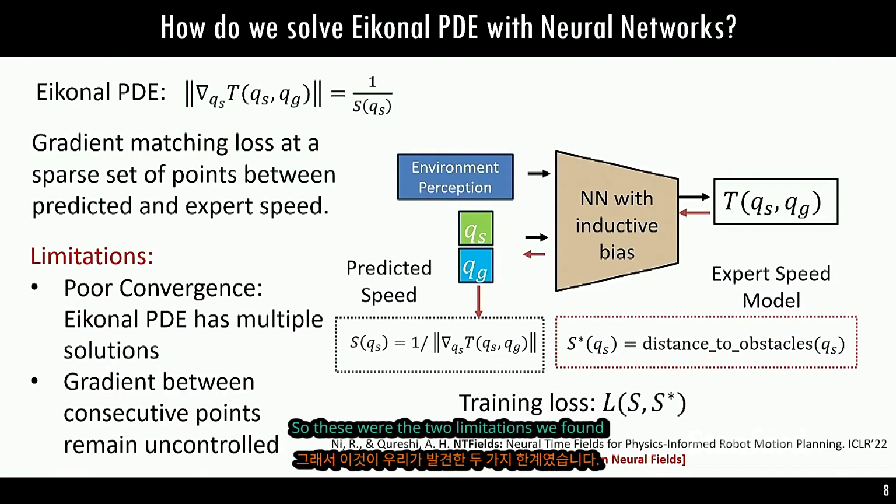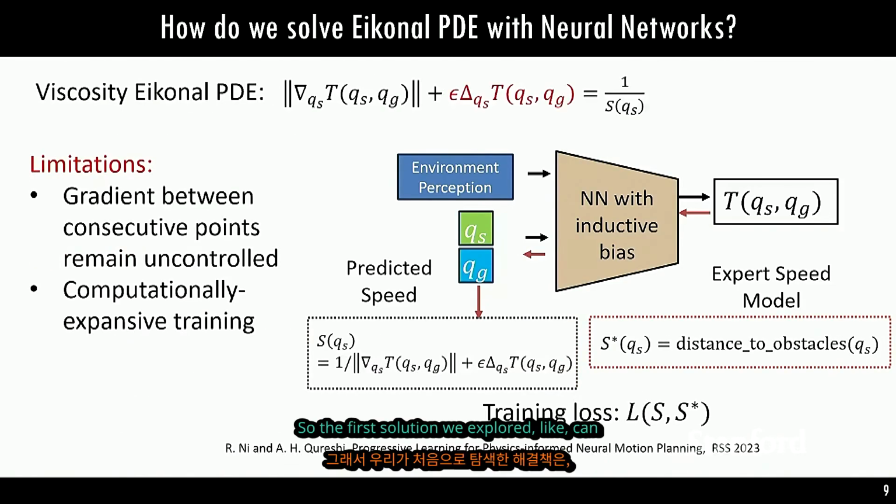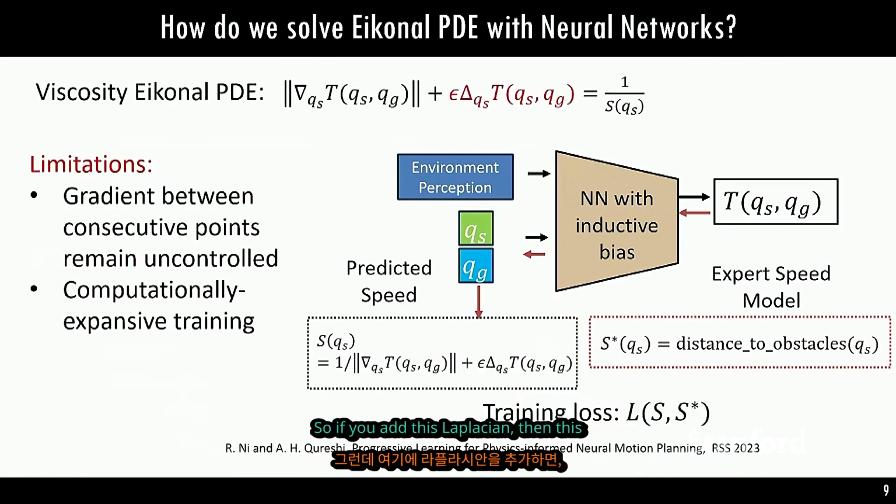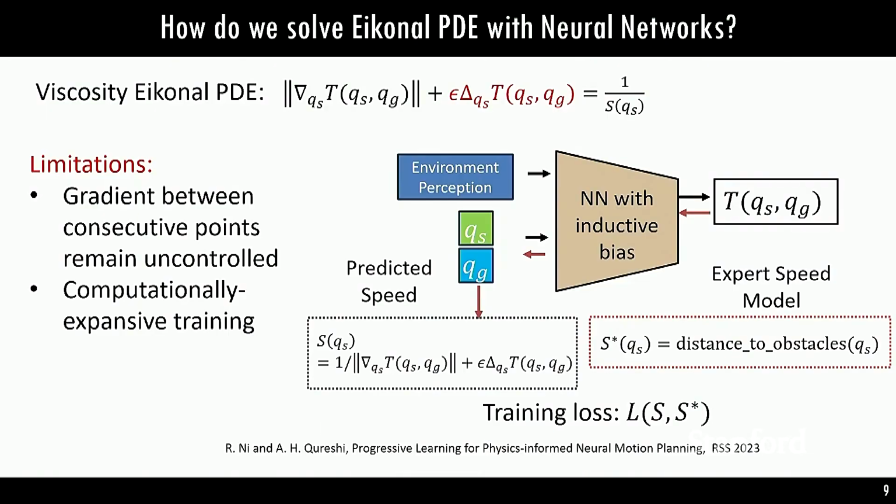So these were the 2 limitations we found that we thought were limiting our model from scaling beyond 4 dimensions. So the first solution we explored: can we use viscosity eikonal PDE? One of the problems I highlighted, the eikonal PDE has multiple solutions. So if you add this Laplacian, then this eikonal PDE has a unique solution. And that did lead to much better performance. With this model, we were able to scale up to a 6 DOF robot arm. And it could plan motion in very narrow passages.